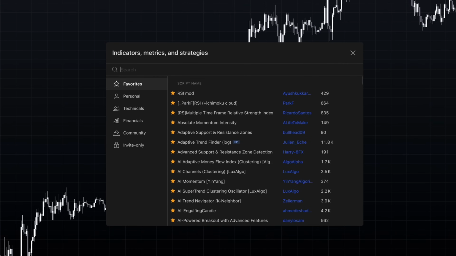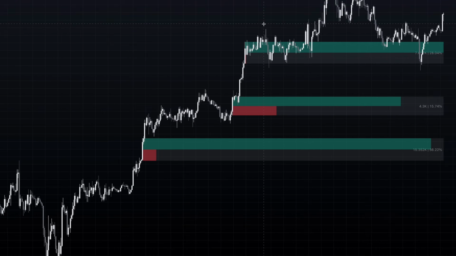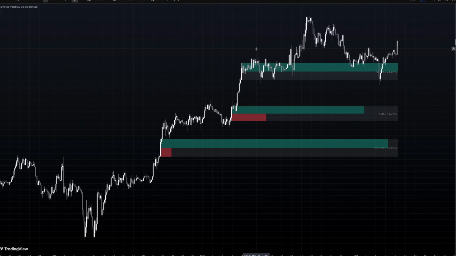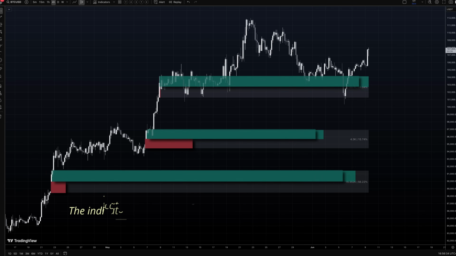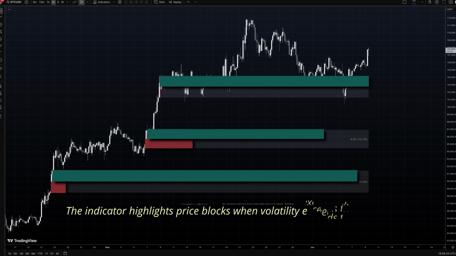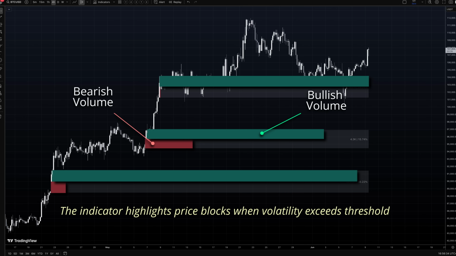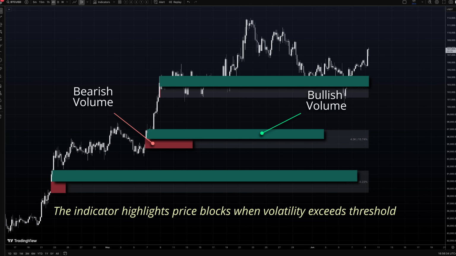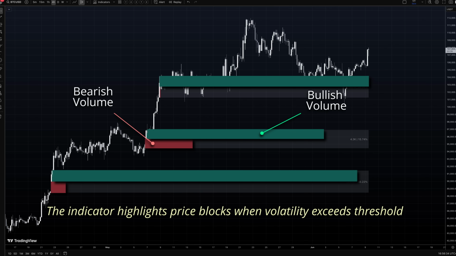Volumetric Volatility Blocks by ULGO visualizes volatility-driven price action by merging ATR-based filtering with volume-weighted block construction. It detects moments when volatility exceeds a dynamically smooth threshold and marks the corresponding price ranges as colored blocks, split into bullish and bearish components. These overlays represent zones where significant price movement occurred alongside notable volume.